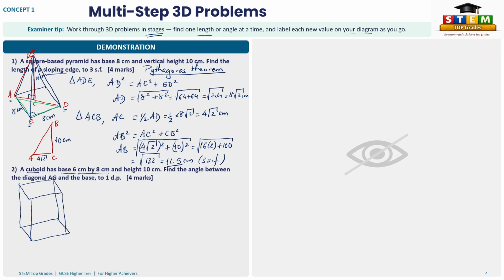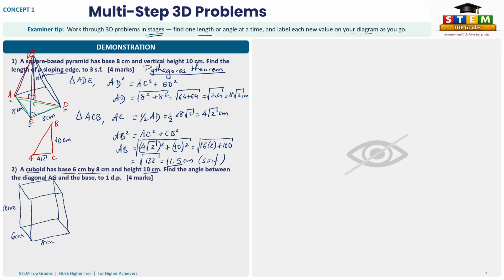You should have a rubber to correct any mistakes. So there you go. We got our cuboid, 6 by 8 by 10. So 6 centimeters by 8 centimeters, and then by 10 centimeters.